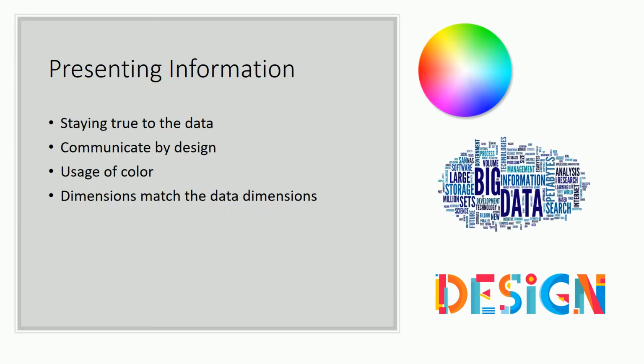There are 4 things we need to consider when we present this information. The first is staying true to the data, making sure that the visualization represents truly to what the data shows. The second is communicating your visualization by design and using things like images and charts, not using words to express your data. The third is the usage of color, making sure that color describes your intent on the data. Lastly, we need to make sure that the dimensions of your visualization match the dimensions of the data. For example, making sure that a 3D histogram is not used to represent data that is 2-dimensional.